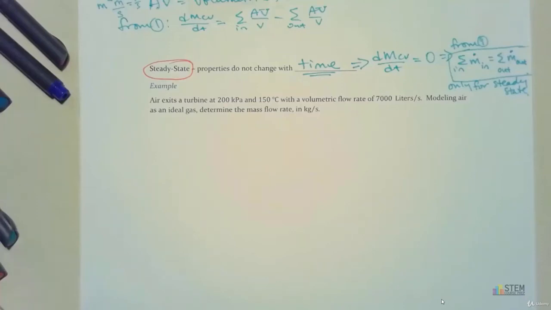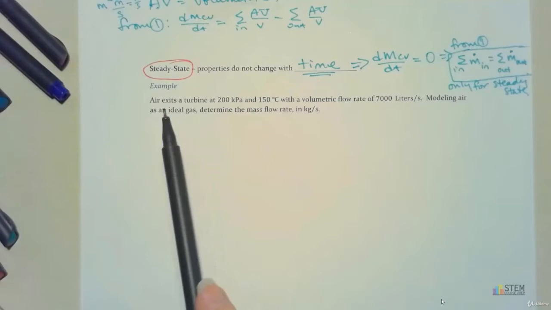We're in chapter 4 now. Let's go over our first example for chapter 4. Remember, we're dealing with mass flowing in and out of our systems now, so we've added a little bit of complexity. In this example, we've got air.